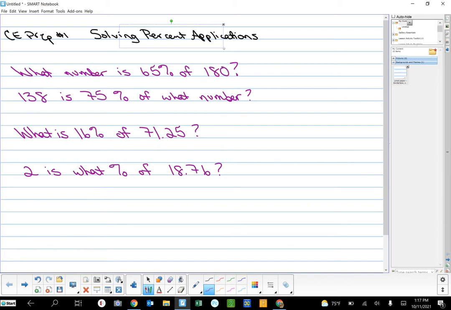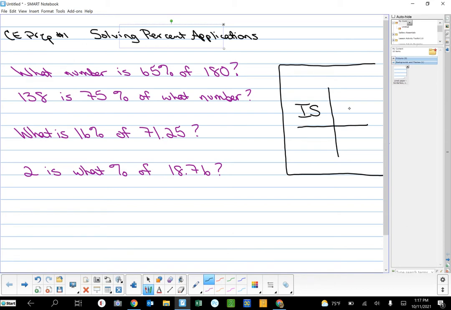And the important thing that you're going to need here is this box. You're going to put a T, a plus sign in the box, and in it is in the upper left-hand corner, the word of in the upper right-hand corner, a percent sign in the lower left-hand corner, and the number 100 in the lower right-hand corner. These are not going to move.